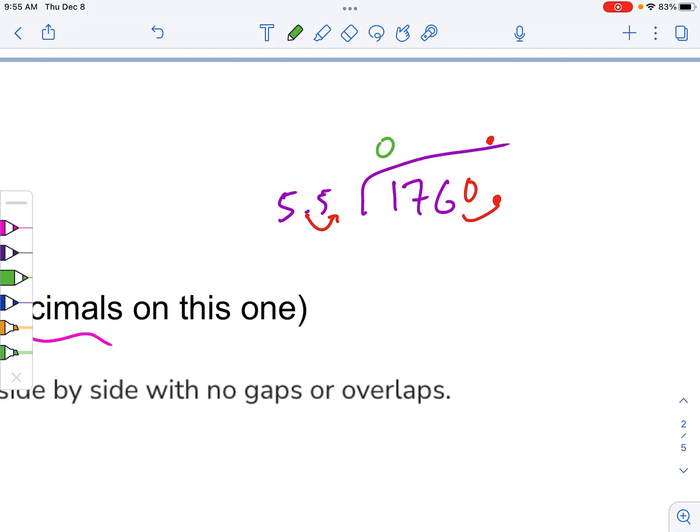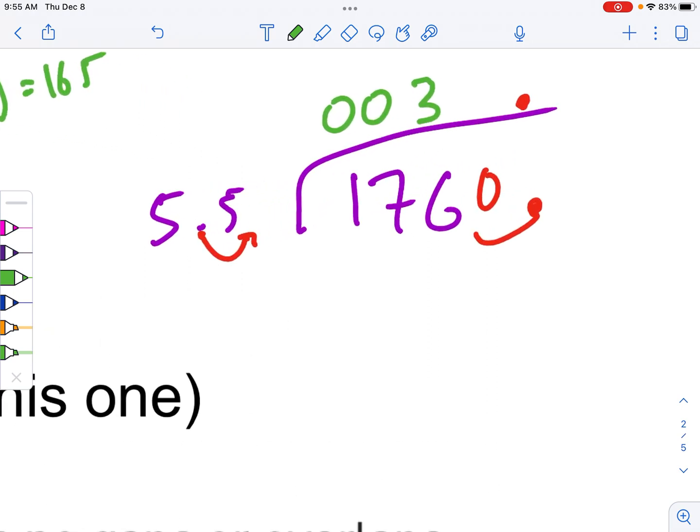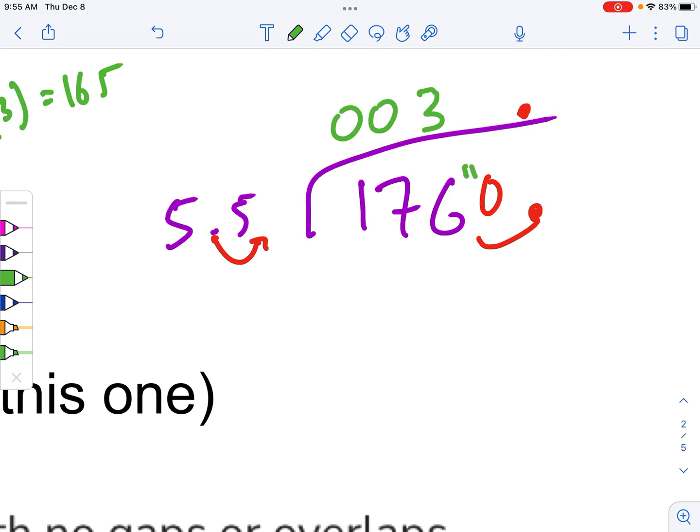55 goes into 1 0 times, goes into 17 0 times. 55 goes into 176. I don't know. I'm going to just try some things. So 55 times 3 is 165. Is that close? Can I sneak it? No. I think that's it. All right. So 3 times. 55 times 3 is 165. 176 minus 165 is 11, so I'm going to carry the 11 over.